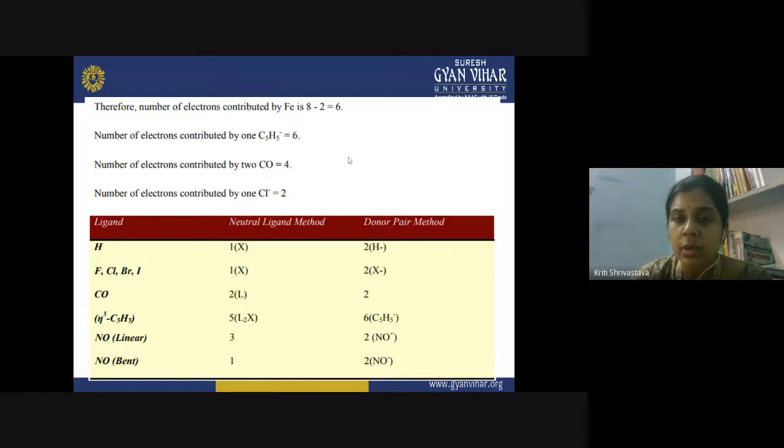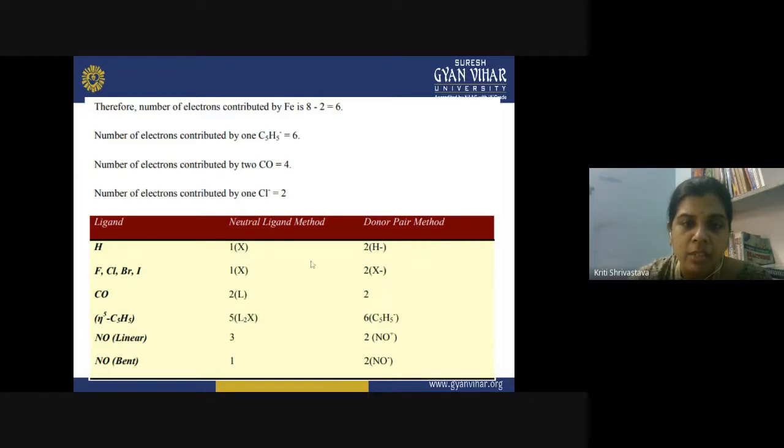But the difference is what? When you are considering the oxidation state of the metal and the charges present on the ligand, it gives you the actual picture, the actual bonding picture of the metal complex. So this type of method is much more useful. So you can compare here the two methods, the neutral ligand method and the donor pair method. The first ligand that we are taking is hydride, and if you consider the neutral ligand method, it is a one electron donor. But in the donor pair method, it will be hydride minus, because one electron cannot be donated. So it becomes 2 now, and hydride H minus is denoted.